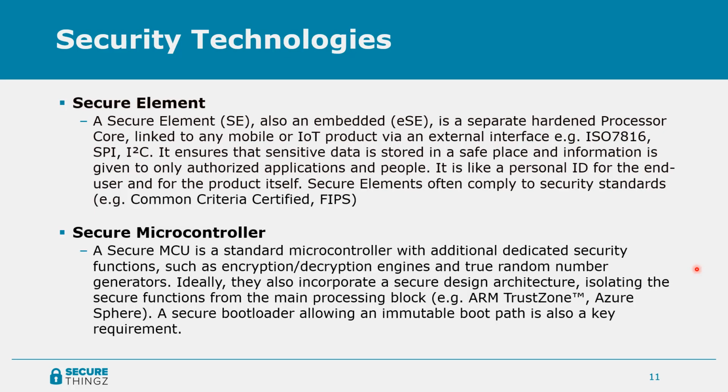Ideally, they also incorporate secure design architectures, isolating secure functions from the main processing block. Some examples of this are the ARM TrustZone and the Azure Sphere parts. Importantly, a secure bootloader allowing an immutable boot path is also a key requirement. Again, more detailed information on these technologies is available on other webinars from the Secure Thingz website.